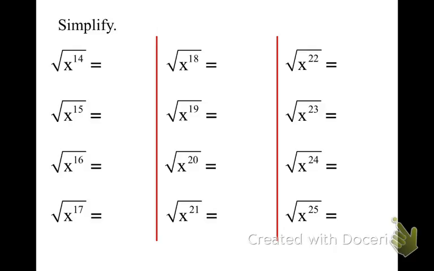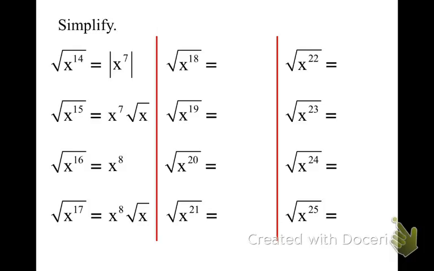Pause the recording. Okay, absolute value of x to the 7th. Good. Rad x to the 15th, what does it simplify to, Edward? X to the 7th, rad x. Good. Okay, x to the 16th. Anthony: x to the 8th. Good. X to the 17th. Sophie: x to the 8th, rad x.